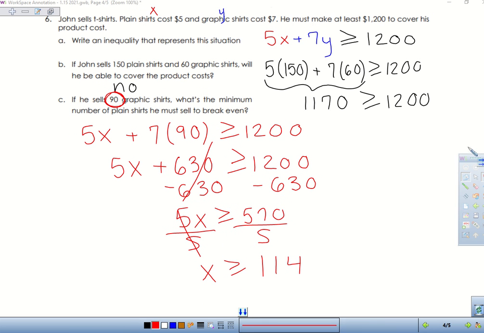So what does that mean in context of the problem? You gotta sell at least 114 plain shirts. Good, just to break even, right? So that's what that means in the context of the problem. If you only sold 90 graphic, you would have to make that amount up by selling at least 114 plain. And nobody complains if they make more money than they planned, so we don't have to worry about that end of the constraint.